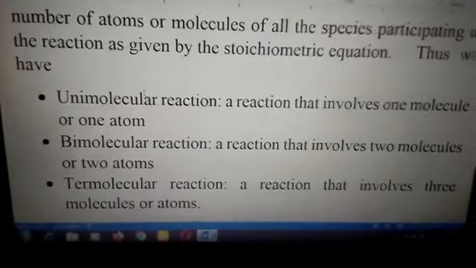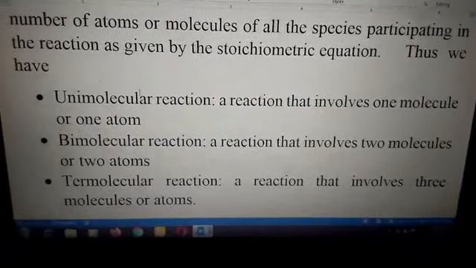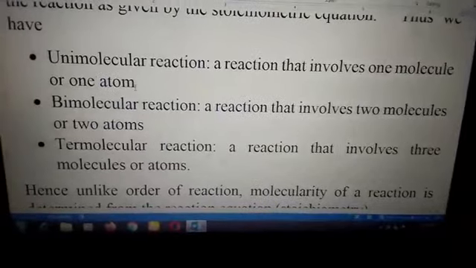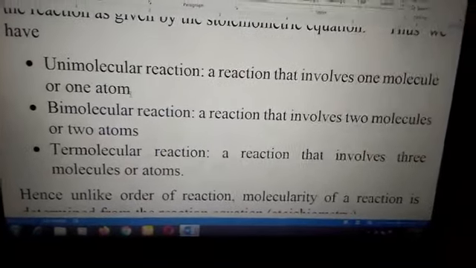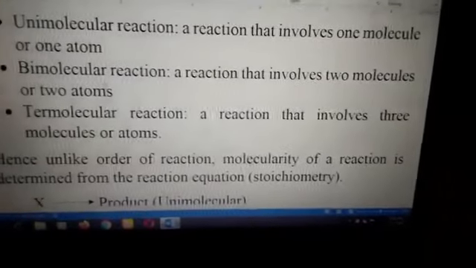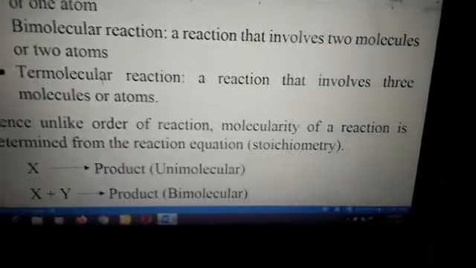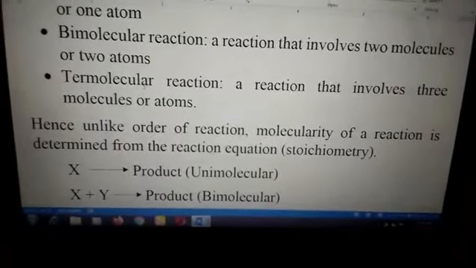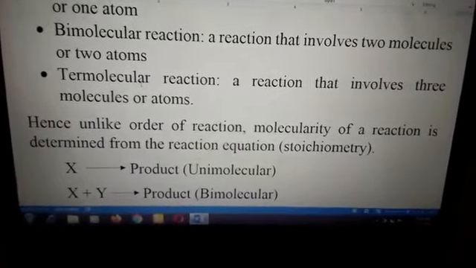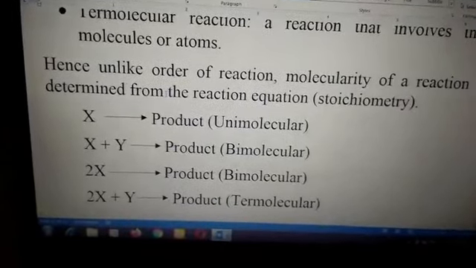So we have three different types of reaction molecularity. We have unimolecular reaction, a reaction that involves one molecule or one atom of the reactant. Bimolecular reaction, a reaction that involves two molecules or two atoms of the reacting particle. Termolecular reaction, a reaction that involves three molecules or atoms of the reactant. Hence, unlike order of reaction, molecularity of reaction is determined from the reaction equation or from the reaction stoichiometry. So let's look at what is meant by unimolecular. Look at that first reaction. We have only one particle of S, or one mole of S, giving us product.